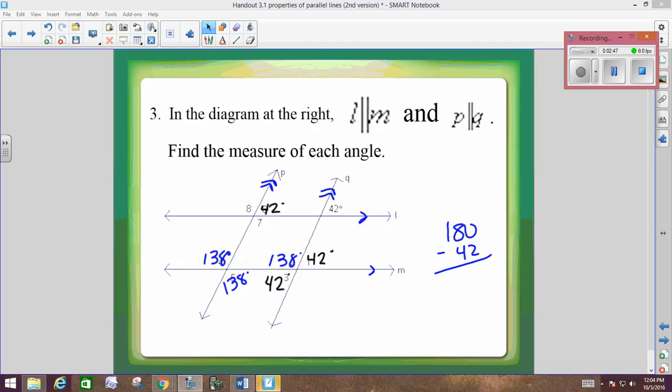Angle 7, Jared A. It's this one right here. What's angle 7? Yeah. 138. Why is it 138? Because it's the alternate interior of 4. Good, an alternate interior to angle 4.